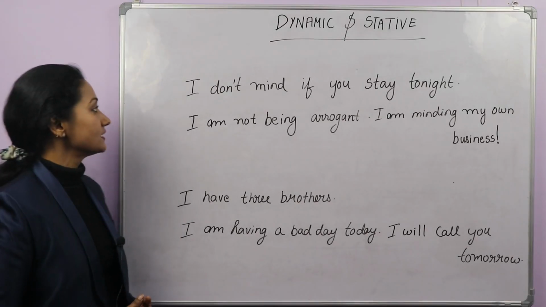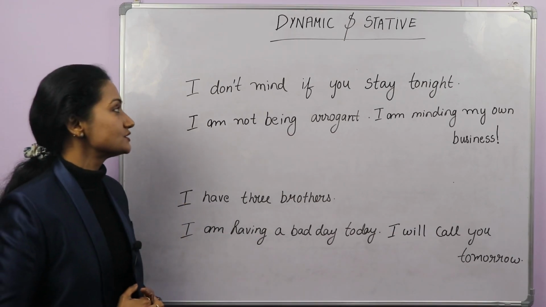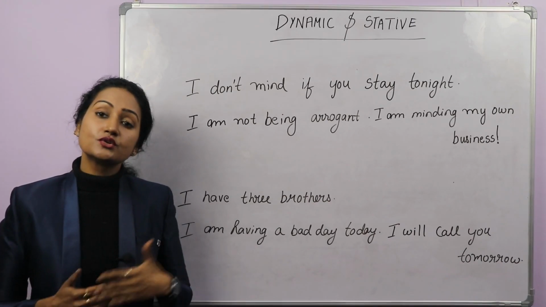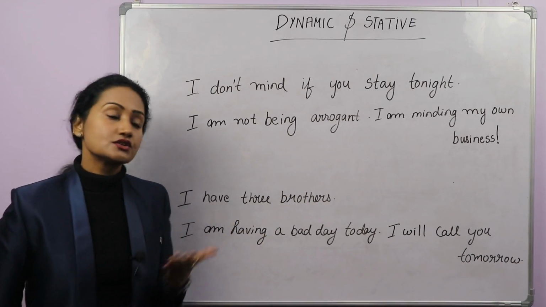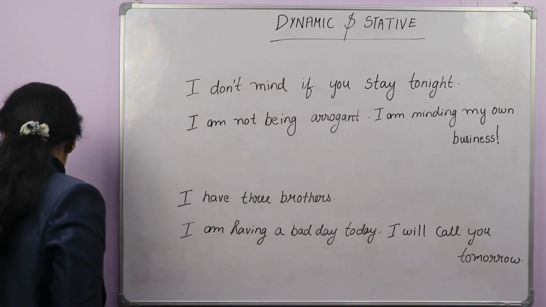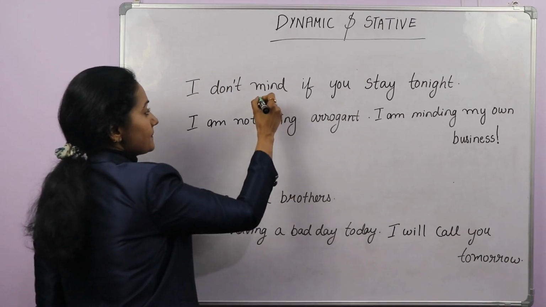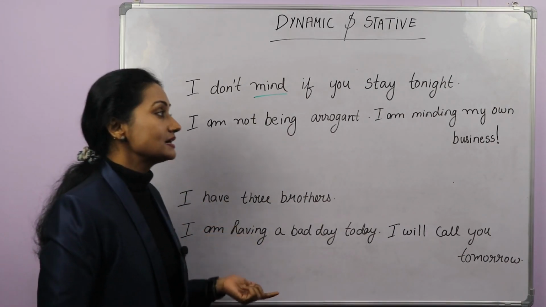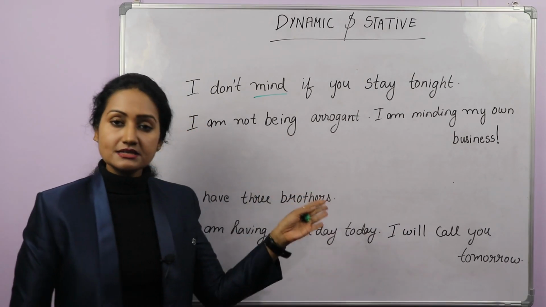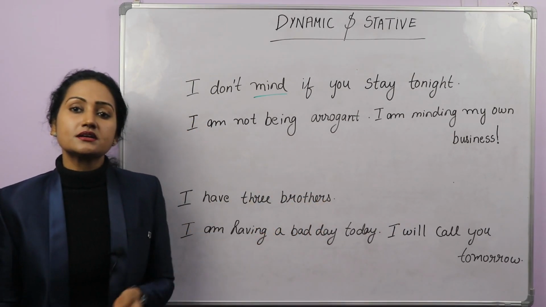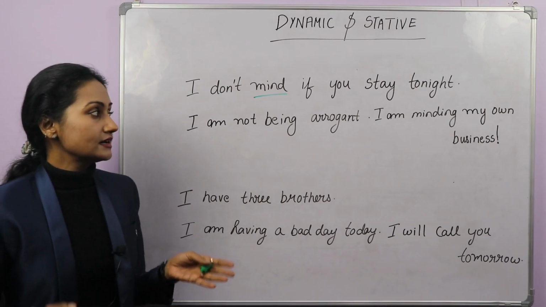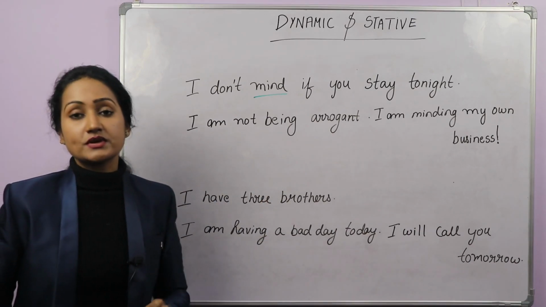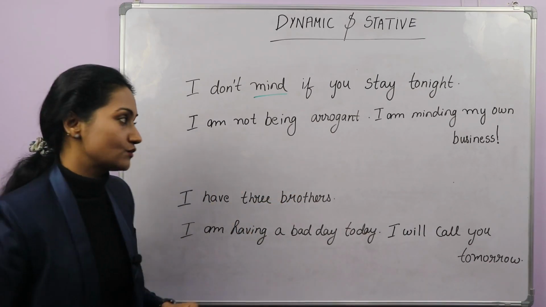Next example is, I don't mind if you stay tonight. So in this sentence, mind means be bothered by. So it is showing the state of mind. So that's why here this is a stative verb. Whereas in the second sentence, I am not being arrogant, I am minding my own business. So here minding means that the speaker is looking after his business and it becomes an action here. So that's why we have made this sentence in present continuous and this is a dynamic verb here.